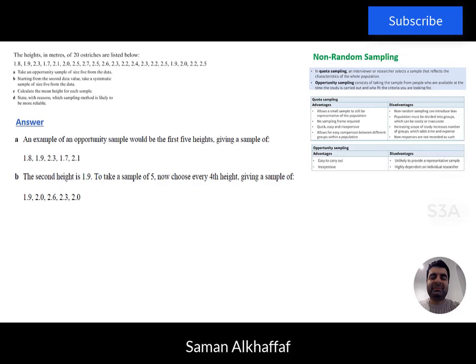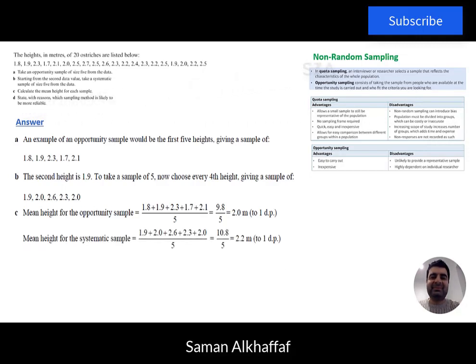For part C, calculate the mean height for each sample. So in this scenario, for the mean height of the opportunity sample, we take the first 5 and divide them by 5. That will be 10.0 over 5, which gives us 2 meters to one decimal point. And also for the second, the systematic sample, we take the 5 values and divide them by 5. That will be 10.8 over 5. That would give us 2.2 meters.